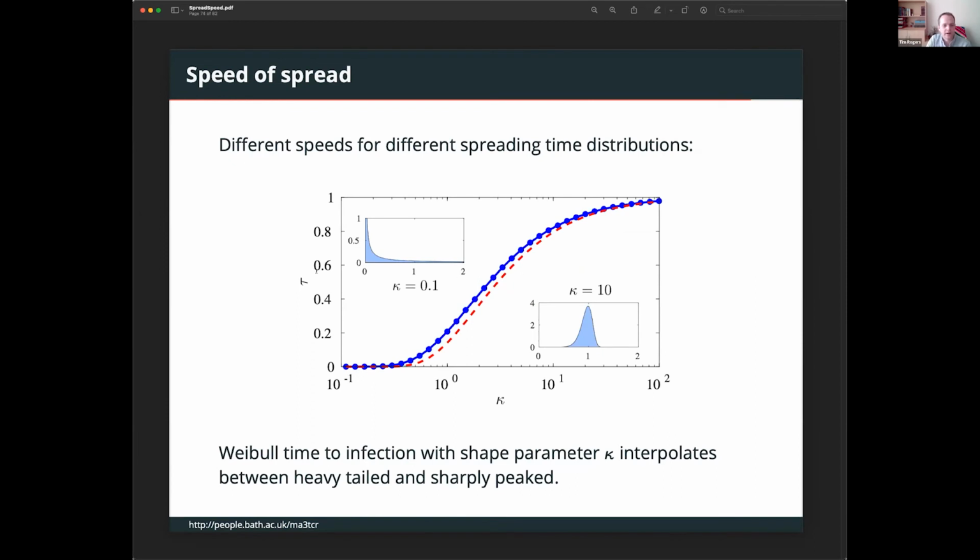This is showing you how tau can vary with the properties of the disease itself, so the delay to spreading. Basically the message here is that having an infectious period that's tightly concentrated around a typical value leads to slower spreading than having an infectious period that can be very large or very small. It's really the anomalously small events that determine the overall speed of spread.